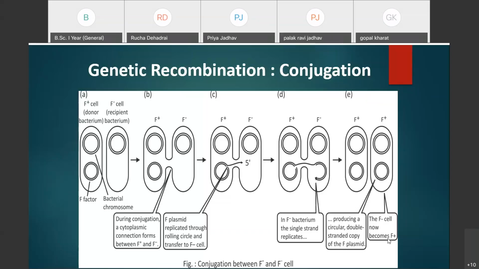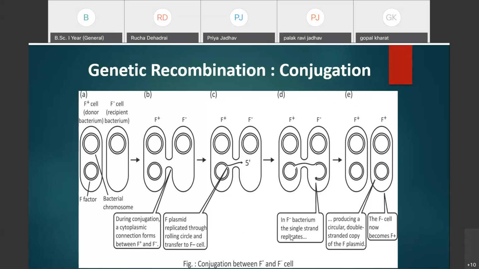That F positive cell then comes again in contact with an F negative cell and will transfer its plasmid to it. That is how exactly conjugation takes place. Here you can see during conjugation a cytoplasmic connection forms between the F negative and the F positive cell. Then in this one you can see the F plasmid is replicated through the rolling circle and transferred to the F negative cell.